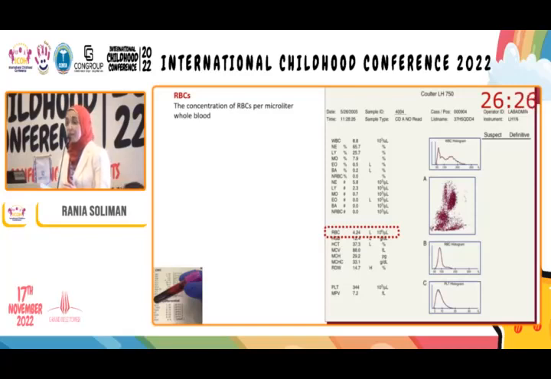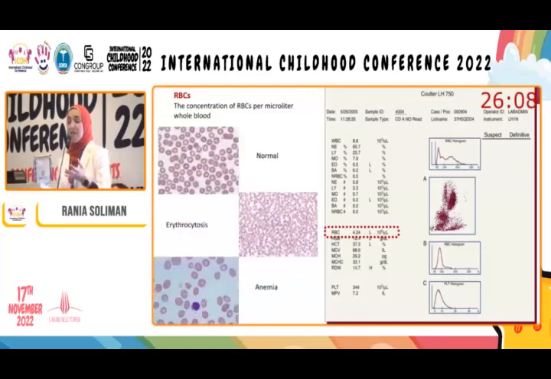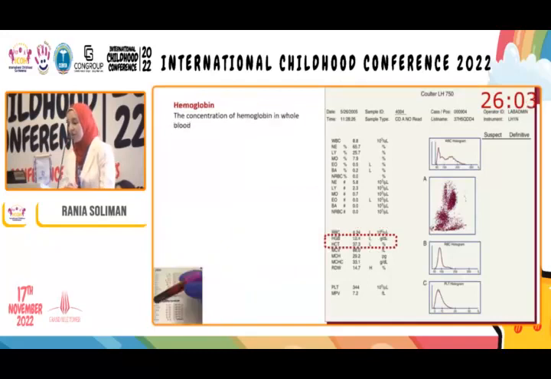The answer is no, because we are not concerned with how many RBCs there are. We are concerned with how much hemoglobin these RBCs carry and then how much oxygen they can deliver to the tissues. But we do need to look at this number and detect whether it is normal or there is erythrocytosis or anemia. So the more important number that you clinicians need to look at is the hemoglobin, which is the concentration of hemoglobin in the whole blood.